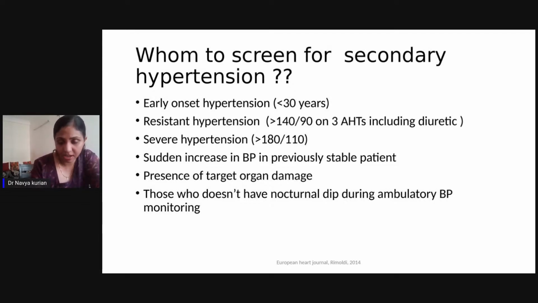If the patient has severe hypertension also, we should screen for secondary hypertension, that is, if the BP is more than 180/110 millimeter of mercury. And if there is a sudden increase in BP in a previously stable patient, we should suspect secondary hypertension. If there is target organ damage, such as left ventricular hypertrophy or hypertensive retinopathy, we should screen. And those who do not have a nocturnal dip during ambulatory BP monitoring should also be screened. Normally in people, at night there will be a 10% dip in BP. This will be absent in cases of secondary hypertension.